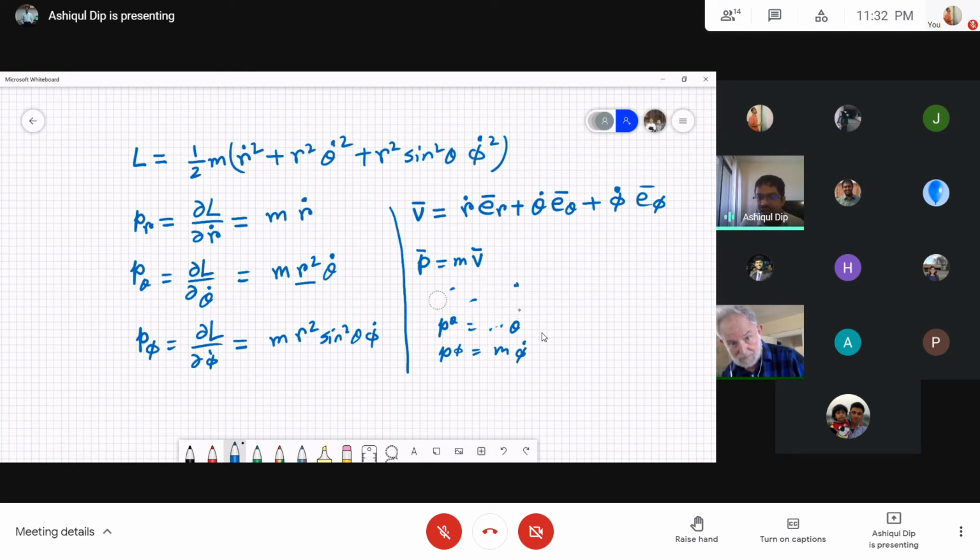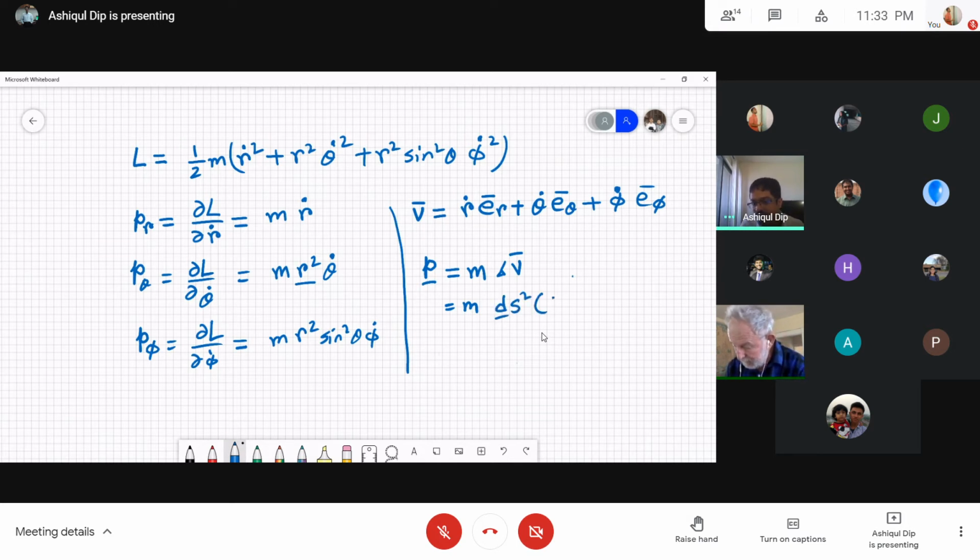Let's see. As I said, momentum is basically a one-form in its natural way. So the true definition of momentum would be like this: mass multiplied by velocity but with a lower bar, which means you have to flatten your velocity. That's the true definition. You have to flatten your velocity, which means you have to multiply by the metric tensor. Like you have to do this. This is the true definition.